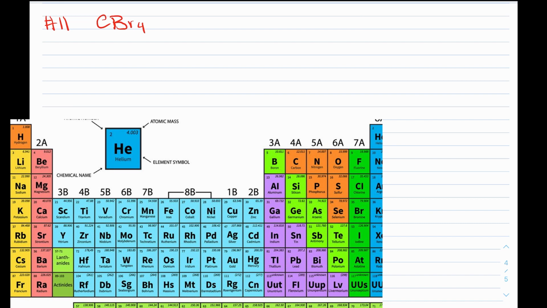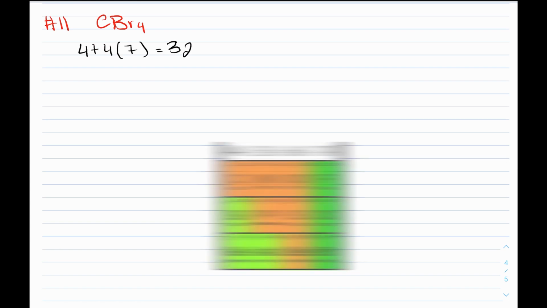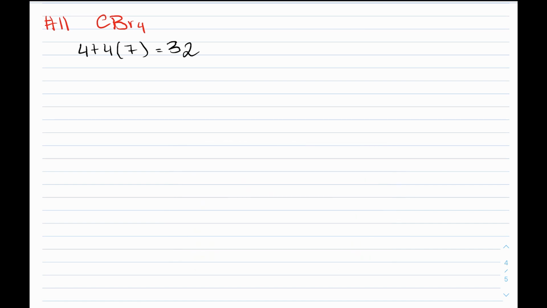Before we start the Lewis structure for CBr4, we want to find the valence electrons for each of them. So carbon has 4 valence electrons and bromine has 7. So we do 4 plus 4, because there's 4 bromine, times 7. So total we have 32 valence electrons in this molecule.